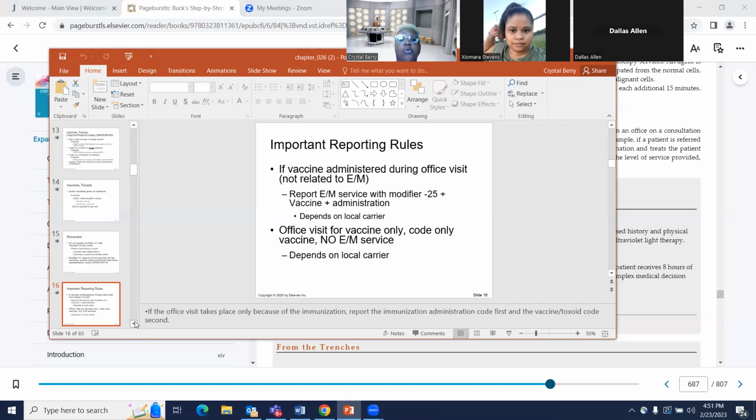And for that last question, the answer is also on PowerPoint number 16, important reporting rules. If vaccine administered during office visit not related to EM, report EM service with modifier 25 plus vaccine plus administration. It depends on the local carrier. Office visit for vaccine only, code only vaccine, no EM service, depends on local carrier.